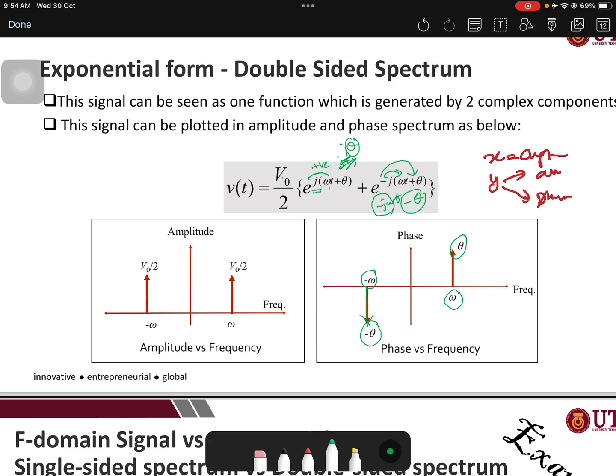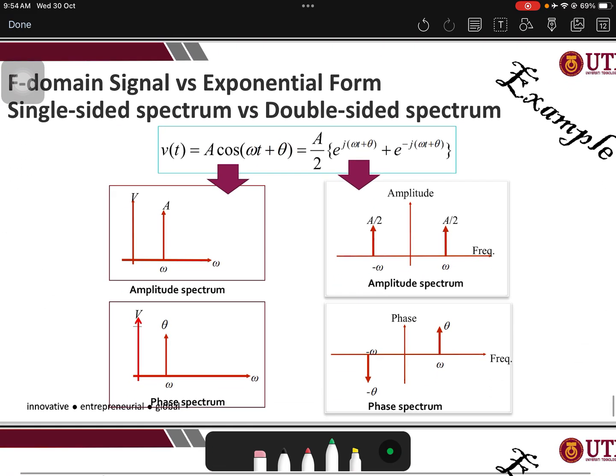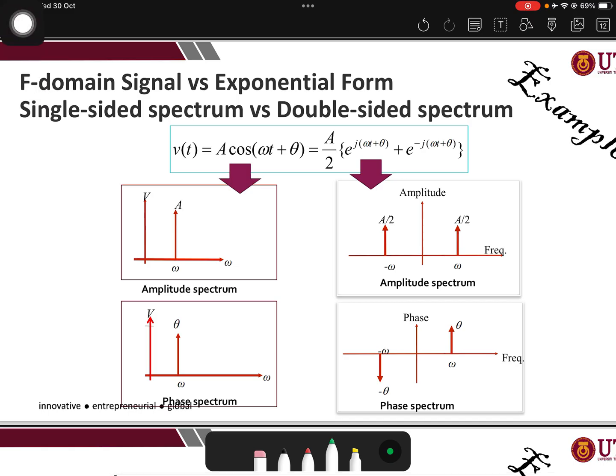What happens if the exponent, negative j omega t, becomes negative theta, given the example from the question? The negative you have to expand, so from here you can say that your angle is positive theta. So it depends. Later on we will take a look at the example so that you can understand it more.